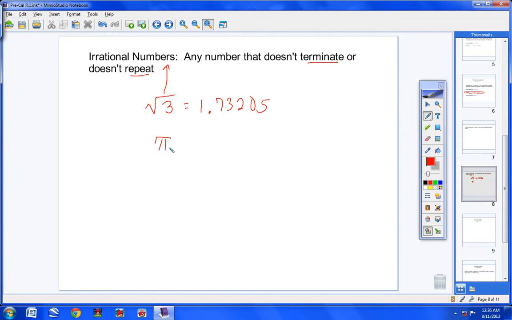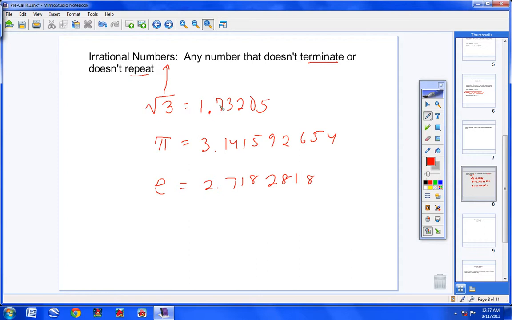How about pi? Pi does not terminate, and pi does not repeat. I'm trying to look for the pi button here on my calculator really quickly. Here it is, 3.14159265. It does not terminate, it does not repeat. This would be an irrational number. And of course, we learned last year in Algebra 2 the number e. And I'll look for that quickly on my calculator. The number e is 2.7182818, and it does not repeat. This would be an irrational number. It doesn't terminate, it doesn't repeat.